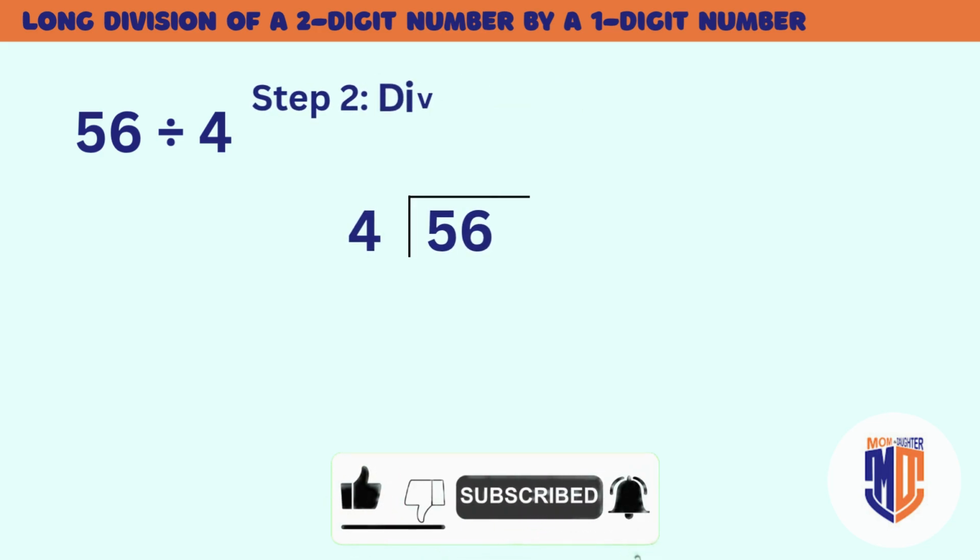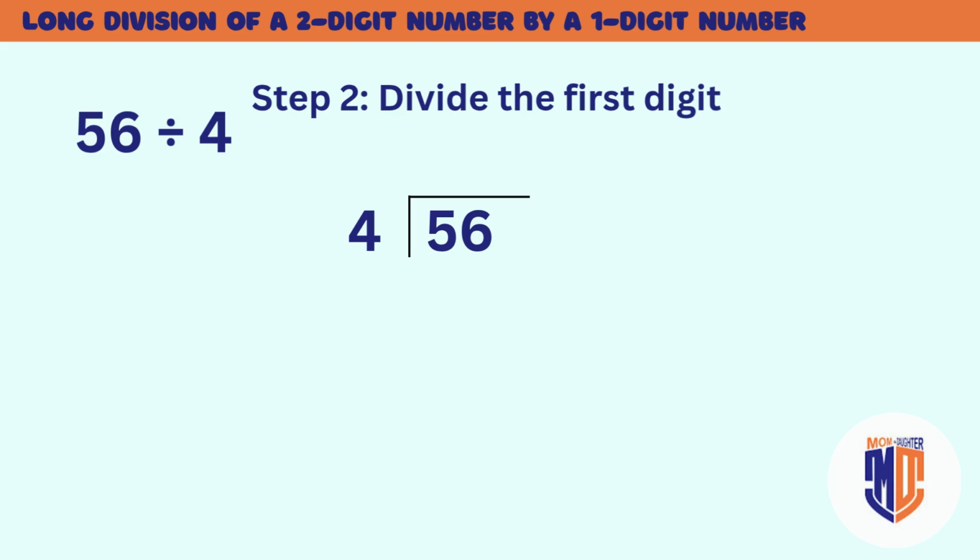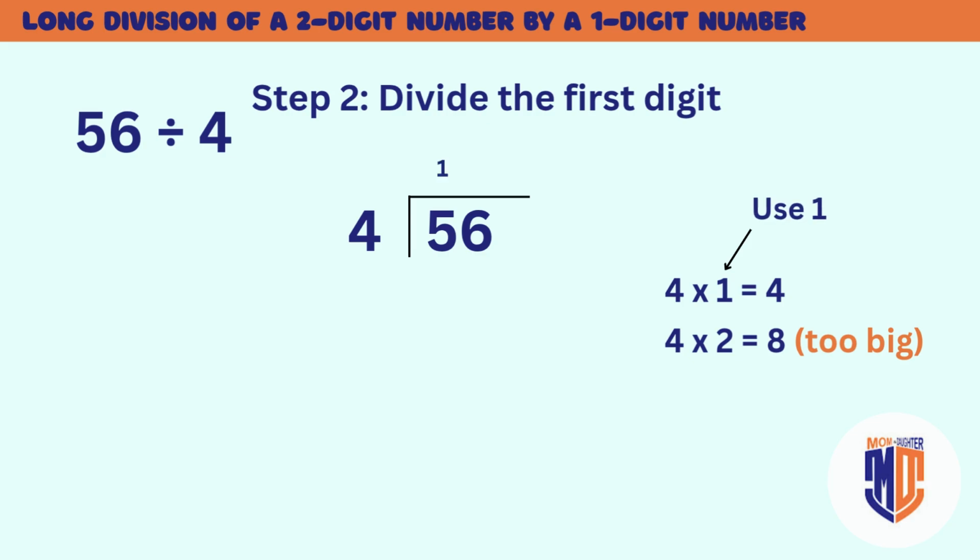Step 2. Divide the first digit. How many times does 4 go into the first digit 5? 4 times 1 equals 4. 4 times 2 equals 8, too big. So we use 1, write the 1 above the 5.